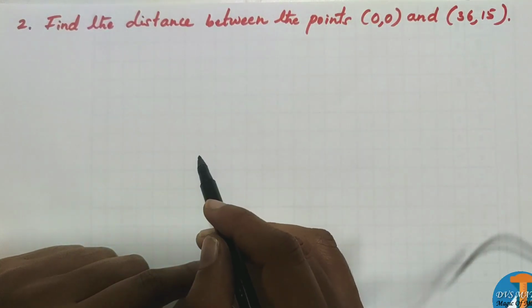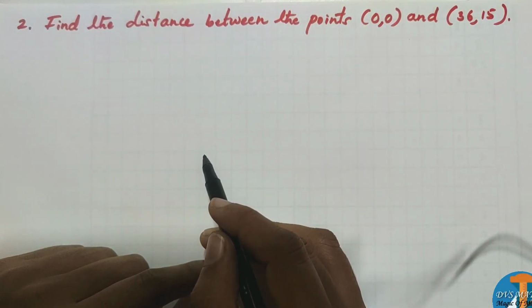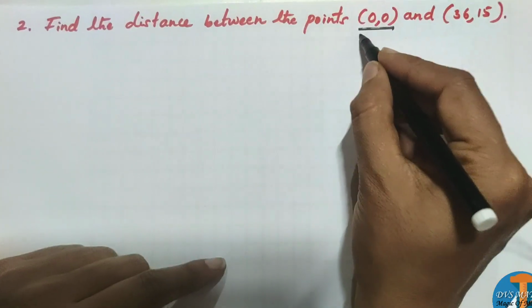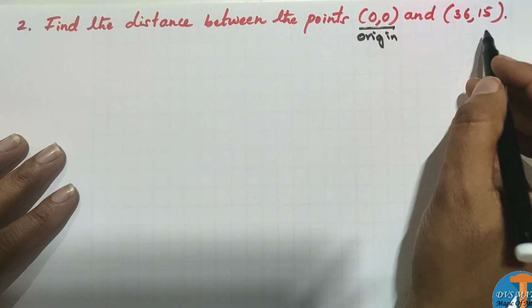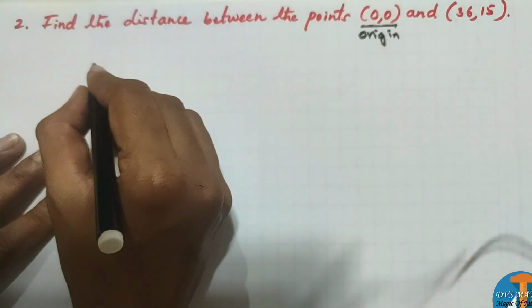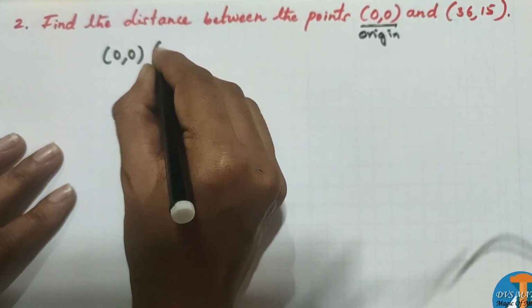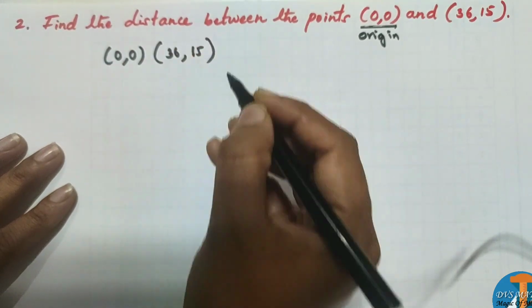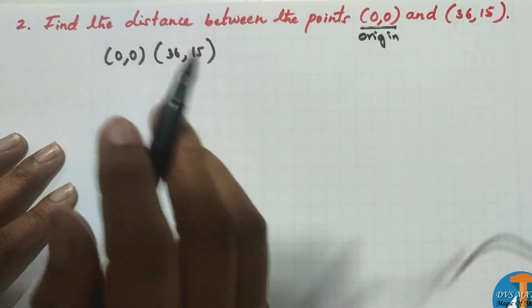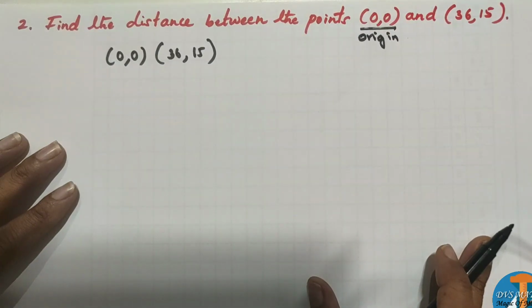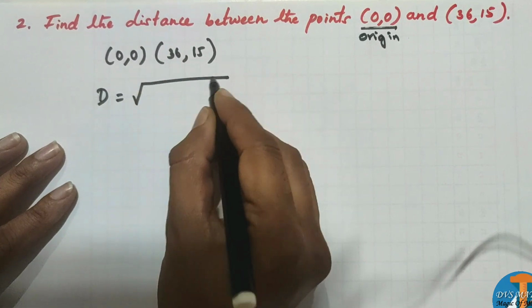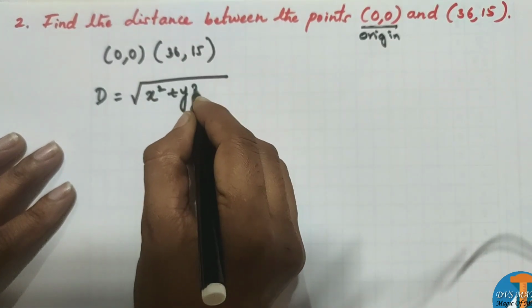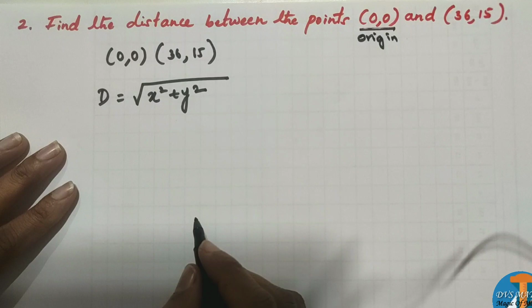Question number 2. Find the distance between the points 0, 0 and 36, 15. Here one is the origin, right? We got the origin. So one point is the origin and we have another point. So directly we can write the points 0, 0, 36, 15. One point itself is the origin. As I told you, if one point is the origin, directly distance is equal to square root of x square plus y square.